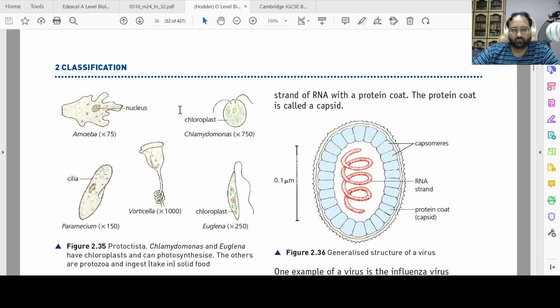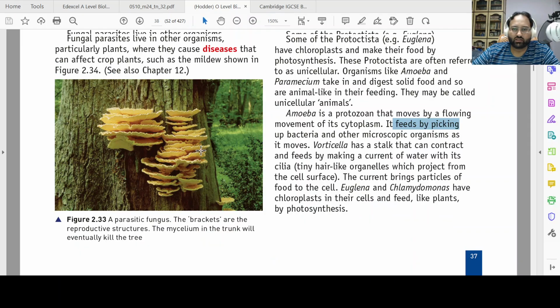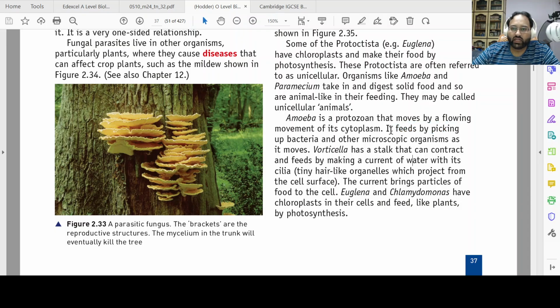Oh, okay. That's how it achieves motility or mobility, because obviously it doesn't have any limbs or anything to move around with. It feeds by picking up bacteria and other microscopic organisms as it moves. So it's feeding on other organisms as well. It's like what we call the jungle, but on a microscopic scale.